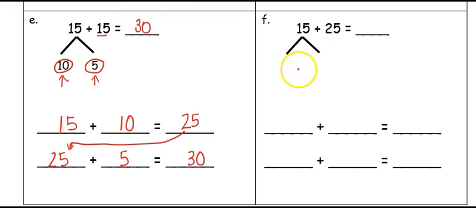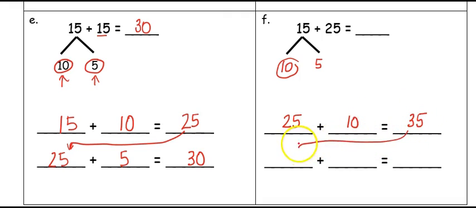Another example, I'm adding 15 to 25. Again, we'll break the 15 into 10 and 5. I'll start by adding my tens to the next number. So 25 plus 10 is 35. Take that 35, and now we'll add the ones. So now we're adding the 5. 35 plus 5 is 40. That means that 15 plus 25 equals 40.